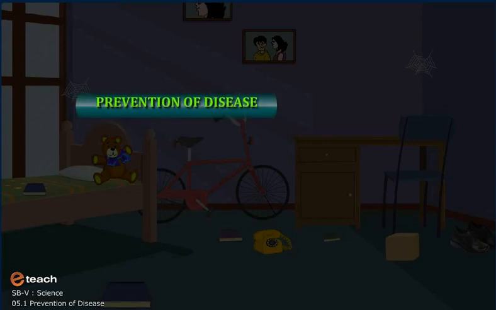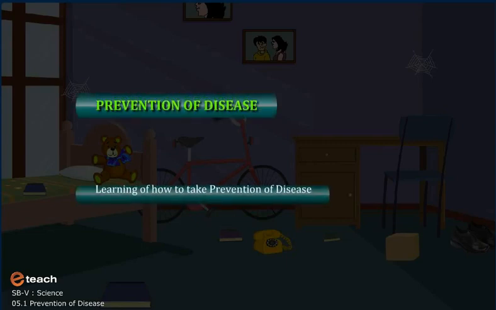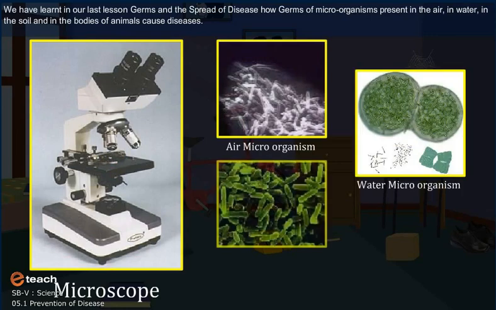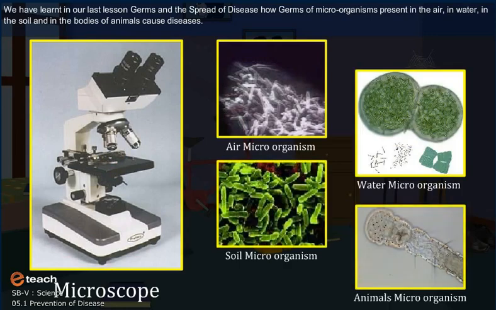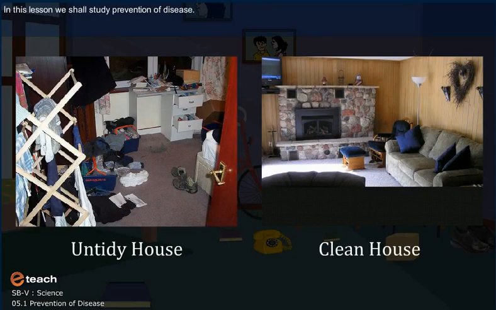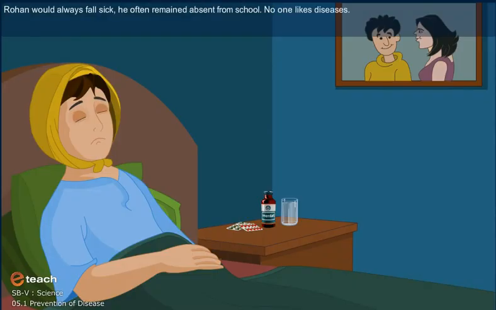Prevention of disease. Learning how to take prevention of disease. We have learnt in our last lesson, germs and spread of disease, how germs or microorganisms present in the air, in water, in the soil, and in the bodies of animals cause diseases. In this lesson, we shall study prevention of diseases.